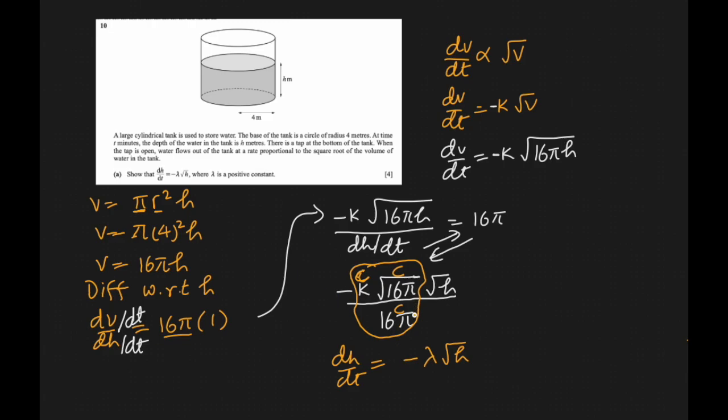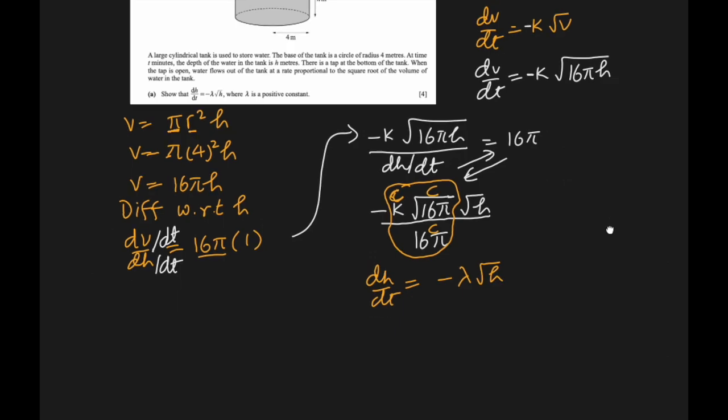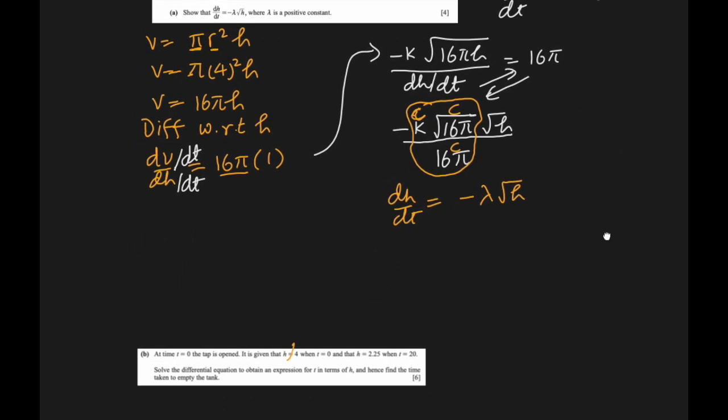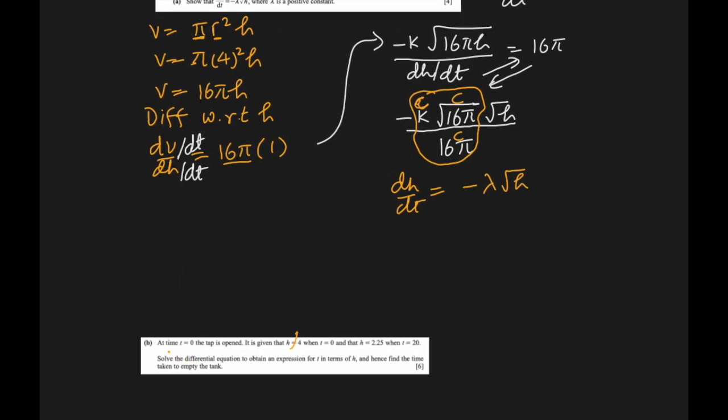H is the only variable here. Okay, they have not asked us to find it. That is the best part. But maybe in the second part they will ask us to find out. Here it is. At time t equal to 0, the tap is open. It is given that when time is 0, height is 4. It started with 4 meters and then it reduced to 2.25 in 20 seconds.